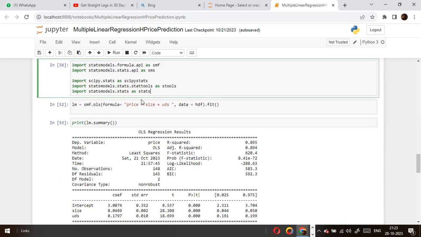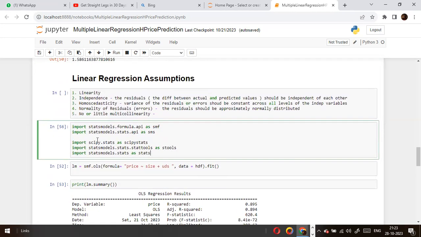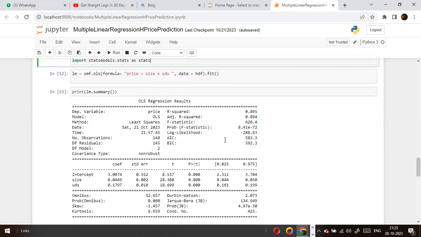Next one: I have used another package. These are the packages I used.